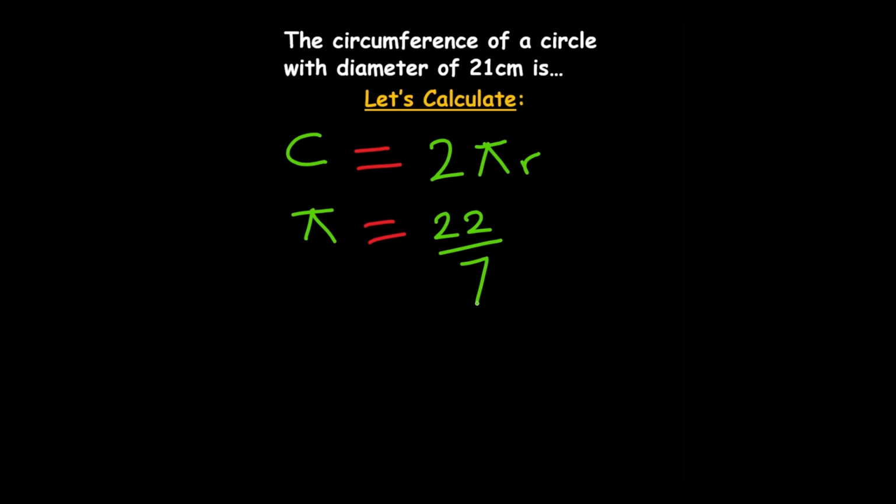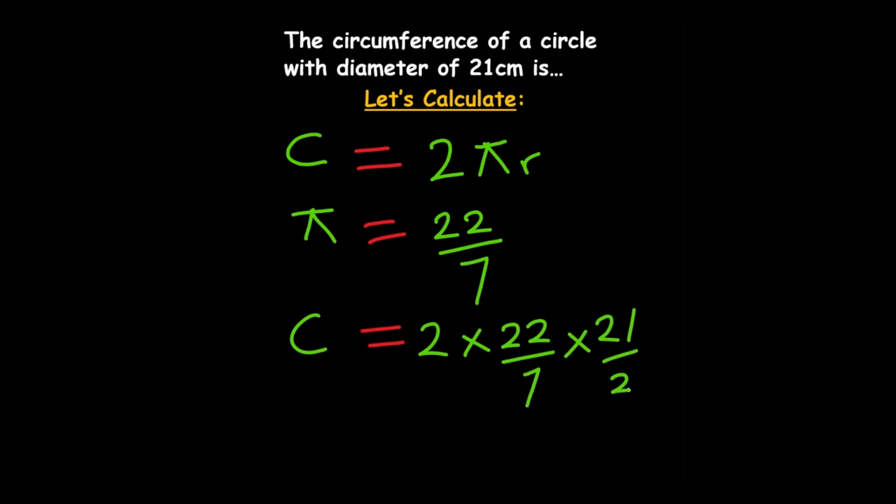Let's find the circumference of a circle with a diameter of 21 centimeters. We use the formula circumference C equals 2 pi r, as pi equals 22/7. Now, substitute the values. Circumference C equals 2 times 22/7 times 21/2. Circumference C equals 66 centimeters.